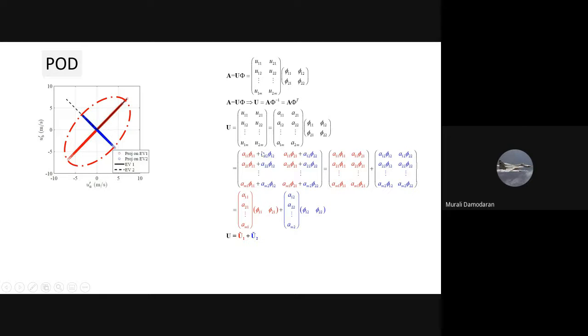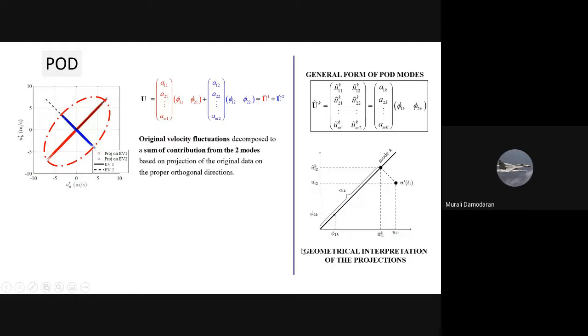And I've deliberately taken out the red and blue, because the blue stuff here will correspond to this mode here on the blue line, and the red corresponds to the red. So I split it out. I can rewrite this into two modes like that. Okay, so the first one here is U bar, I'm going to call it U bar 1, and the other one is U bar 2. So basically, your original data set is equivalent to these two. So U is this. So original fluctuations have been decomposed as a sum of contribution of two modes based on projection of the original data.